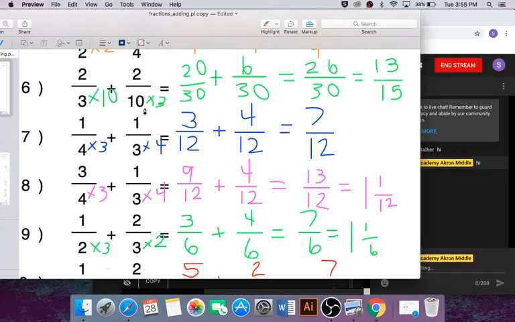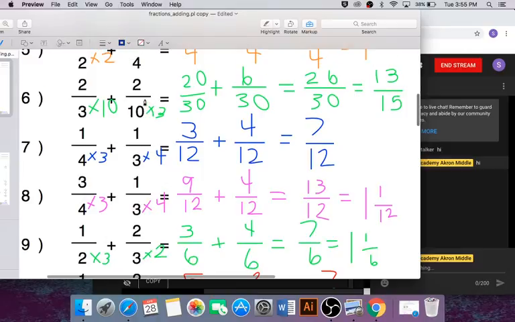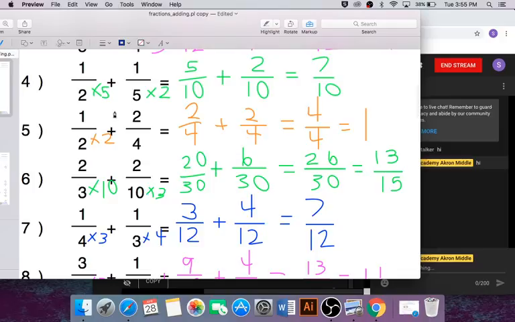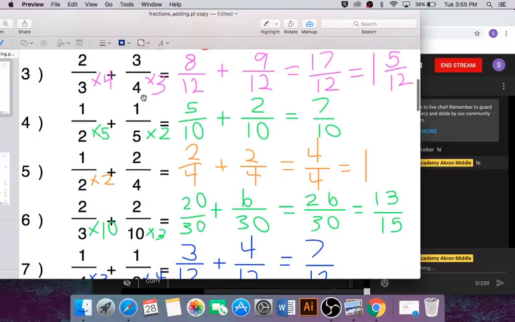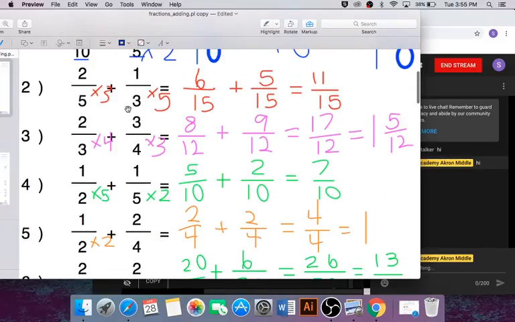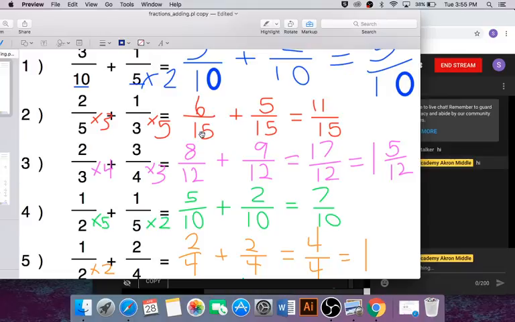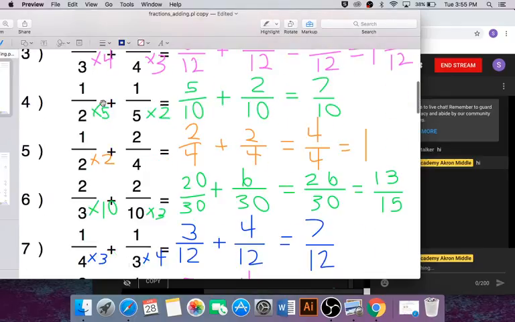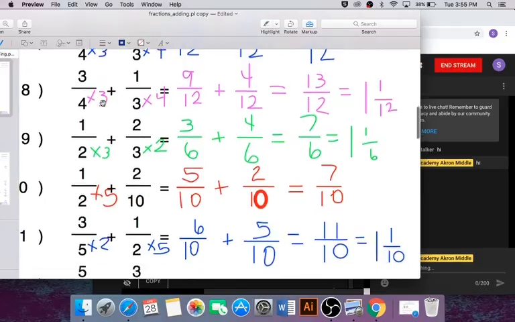3 times 10 is 30. 2 times 5 is 10. 3 times 4 is 12. 5 times 3 is 15. So that's just a simple way you can use to help you find the least common multiple.